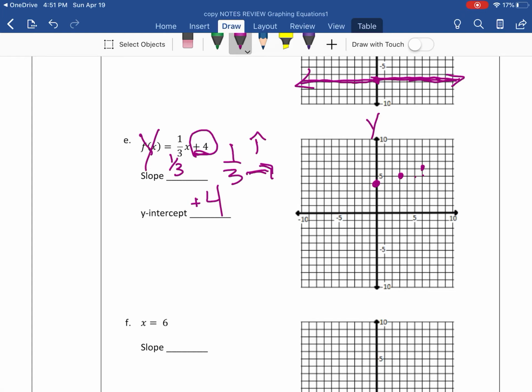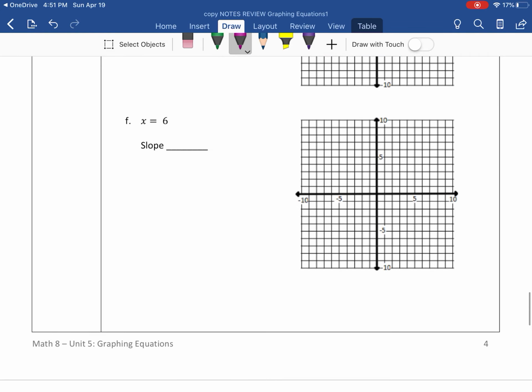Or you can go backwards. Instead of right three, up one, I can go left three, down one. Left three, down one. Left three, down one. And again, this makes it a little bit easier for you to connect the dots and draw your line. So we have a positive slope. Good. Our graph's going in a positive direction. Did it start at the positive 4? Yep, we did a pretty good job.